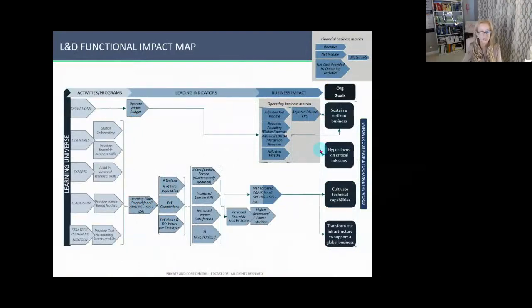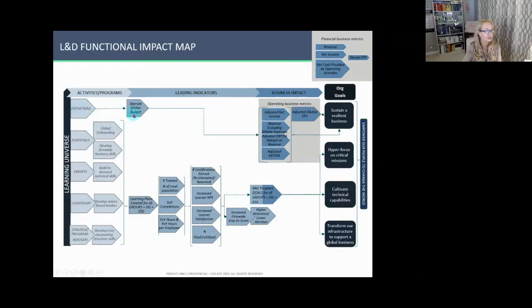All right, here's an example of one that I built for an L&D function, for a whole function. The whole global L&D function was called the Learning Universe. The Learning Universe has all these programs, all this stuff that they do. And now, how do you expect them to impact the business?